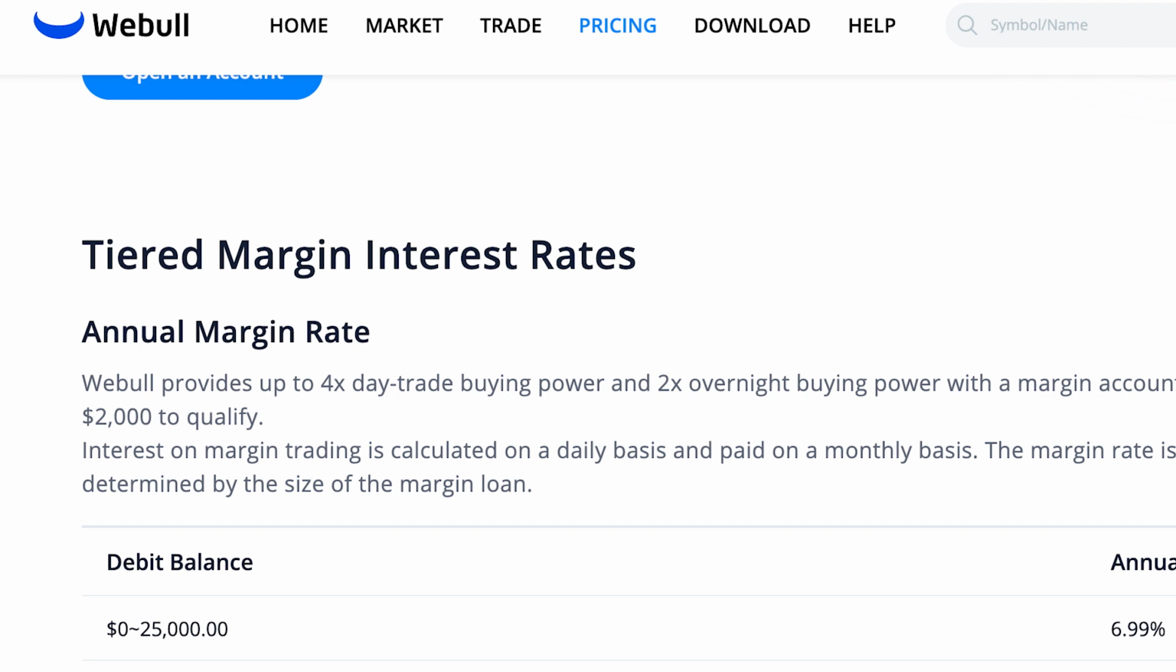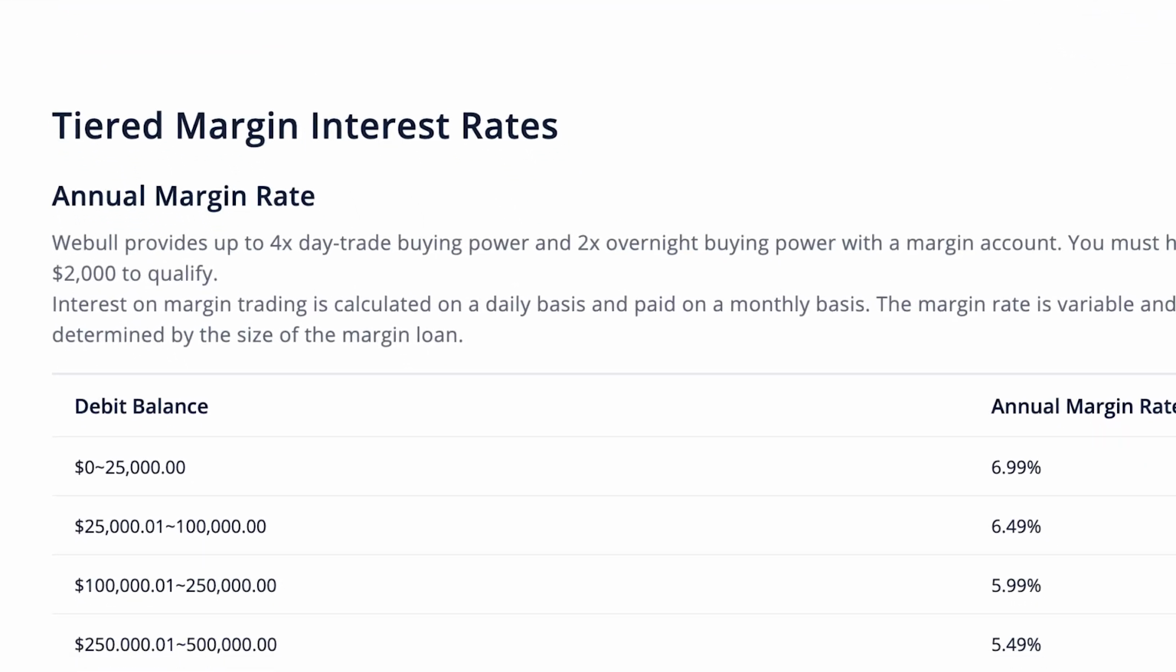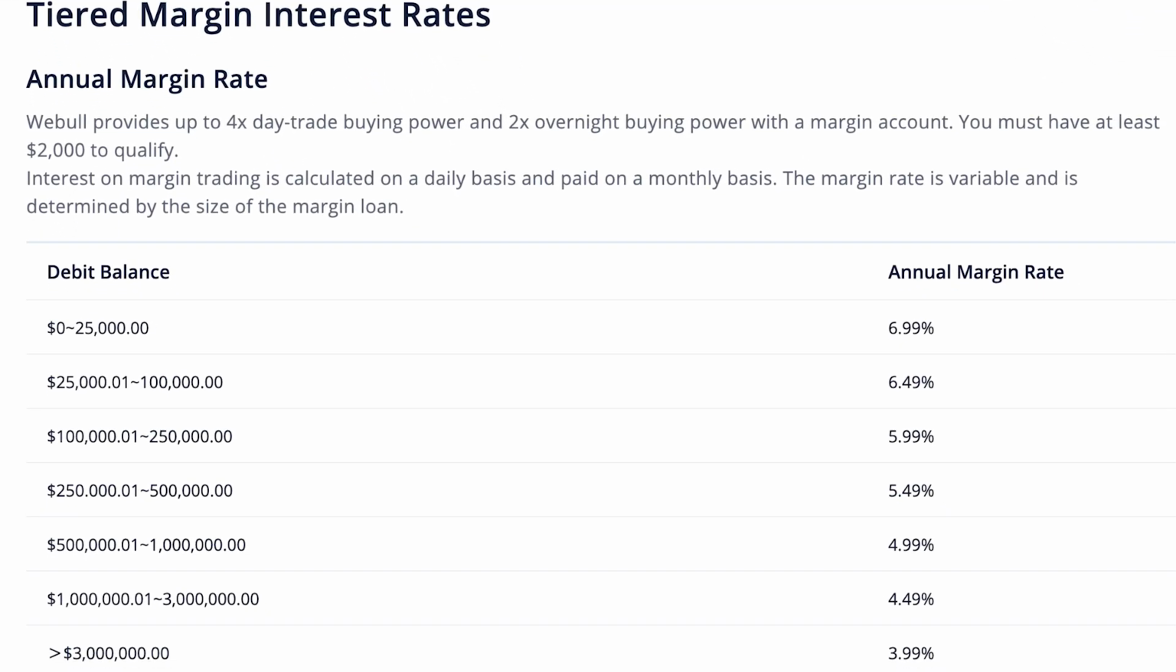I'm going to pull up right here on the screen so you can check it out with me exactly what these guys are charging you when you trade on margin. So for your first $0 to $25,000, if you have that leverage in your margin account, as I showed you right here on the screen, they're gonna charge you a margin rate of 6.99%.